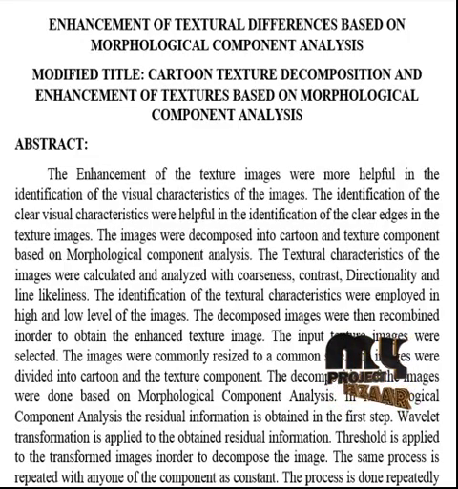The manipulated images were called strong components and the others were called weak components. The characteristics measured were coarseness, contrast, directionality, and line likeliness, and they were measured for both strong and weak components. For strong coarseness, bilateral filter is employed, and for weak coarseness, wavelet thresholding is employed.